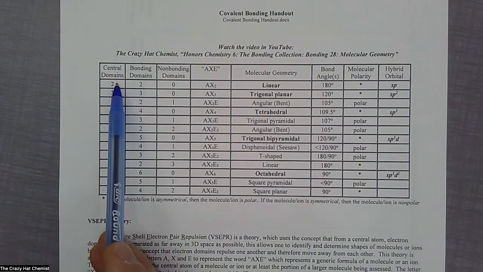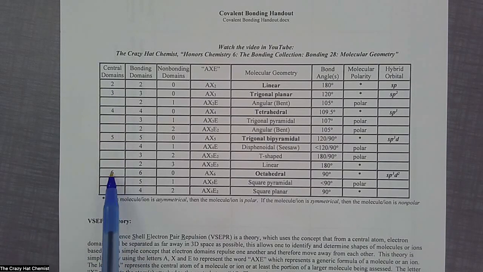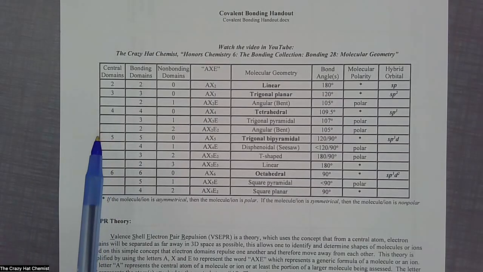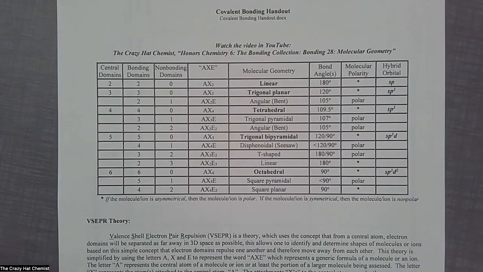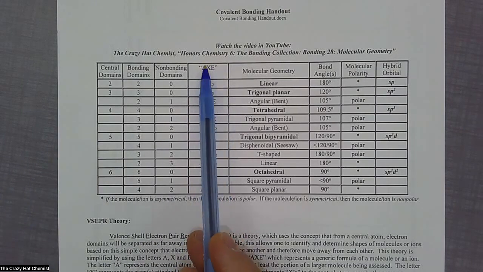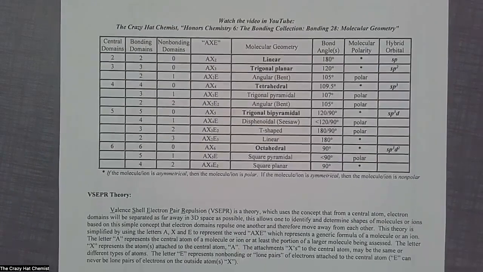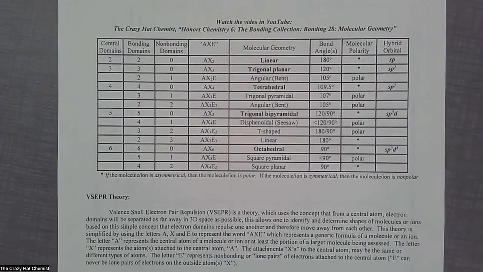So central domains, 2, 3, 4, 5, and 6. We're not going to do anything more than that. There are bonding domains and non-bonding domains. Bonding domains are where we have pairs of electrons, and non-bonding domains are lone pairs of electrons on the central atom. I'm going to follow what I call the AXE. The A is the central element. I'm going to scroll up just a little bit so you can see this here.